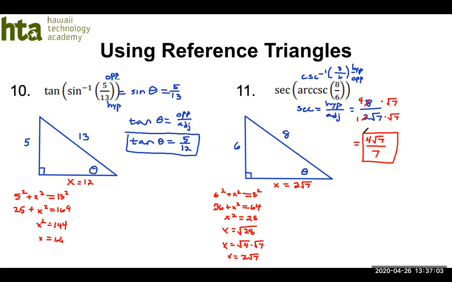This is our answer in simplest radical form. Simplify your answer completely. You are going to get some funky radical ones on your homework and on your test, so make sure you understand how to simplify your radicals completely so that you don't have a radical in the denominator.